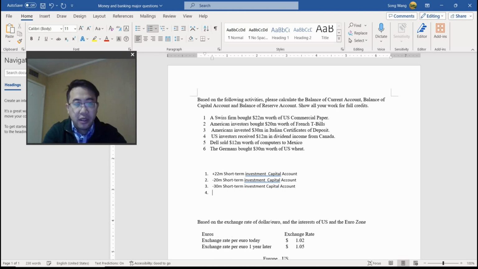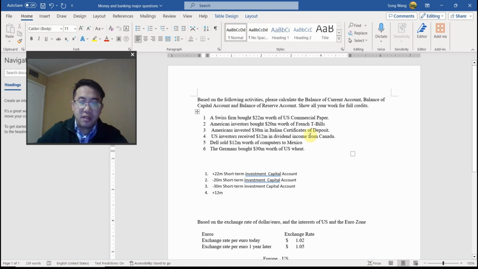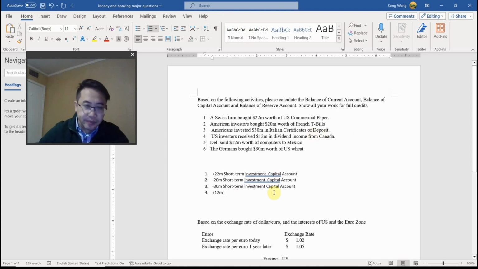All right, number 4. U.S. investors received 12 million from stock dividend income from Canada. Well, if it is income, no matter what kind of income, it should be in the current account. And it's a dividend income, so it should be generated from investment in stocks. You see, a dividend in Chinese, we call it 分红, and that comes from a stock investment, and that comes from Canada. It's not in the United States.